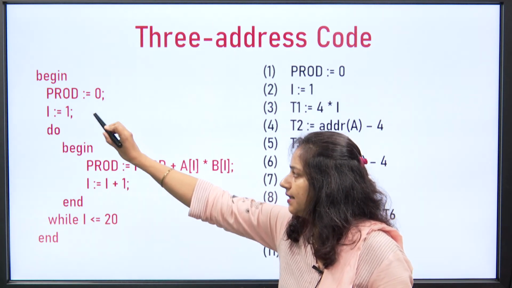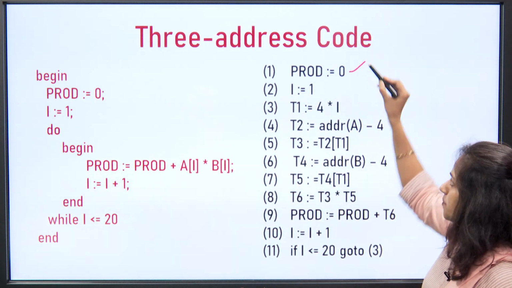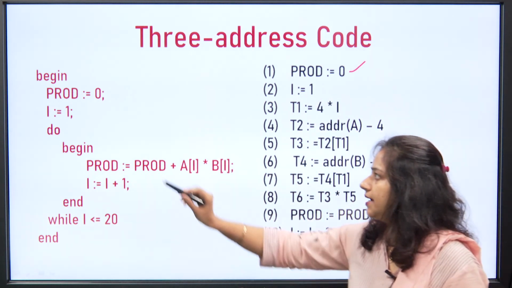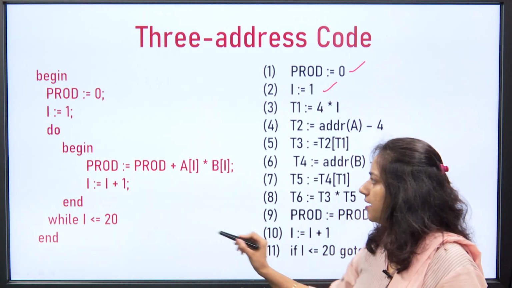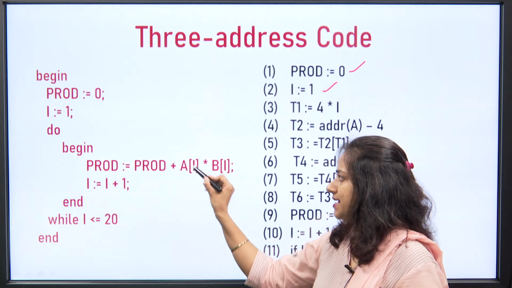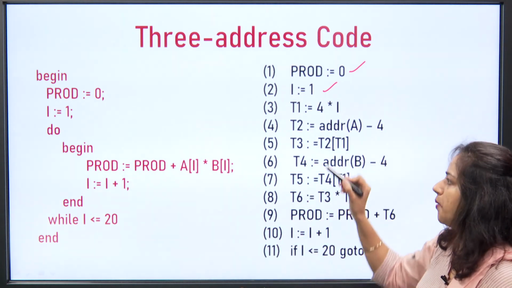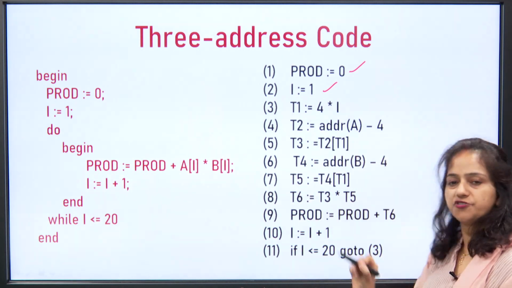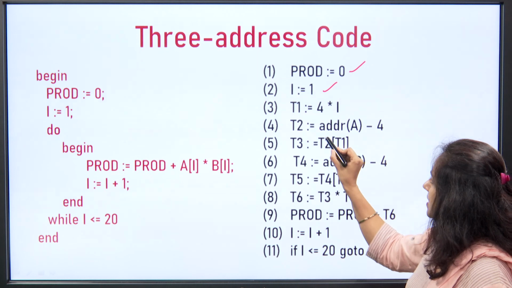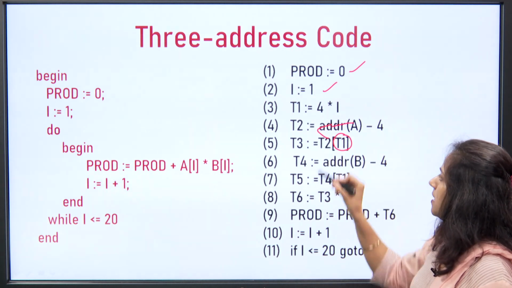First is the beginning, then product is equal to 0. So, we can write product is equal to 0, then I is equal to 1. Here the word size is 4. So, we can write T1 is equal to 4 into I, and then T2 is equal to address of A minus 4, and this is basically related to A, and this is the index, that is T1.